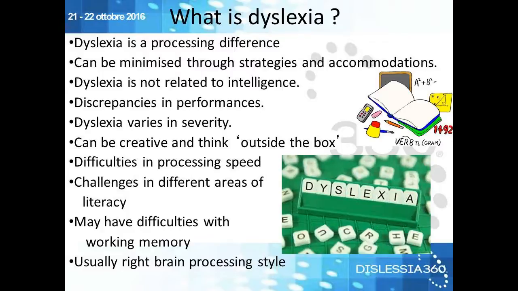So in a nutshell, I'm just going to give you some key points here. I'm not going to go through all of those points. You've got the handout. But I think one of the second point there I would like to just highlight, that dyslexia can be minimized through strategies and accommodations. So it's not a case of you're going to find one thing and it's going to cure and it's going to get rid of dyslexia. That will not happen. There's a number of strategies that we need to try, and often it's trial and error.